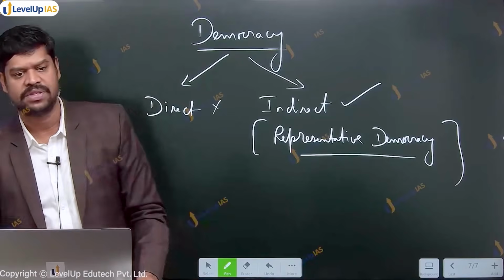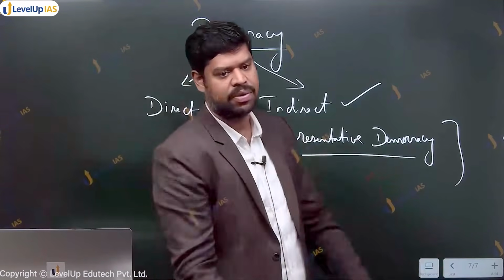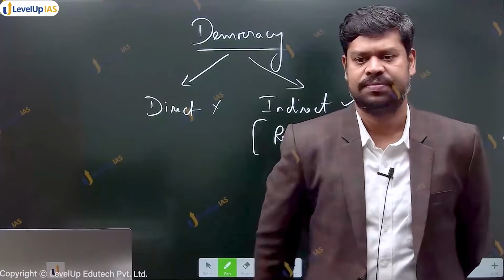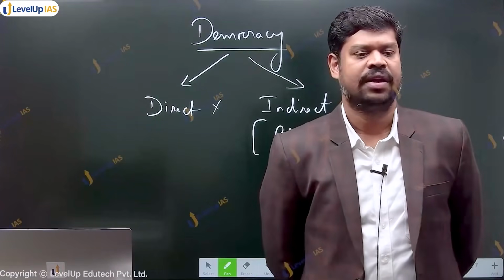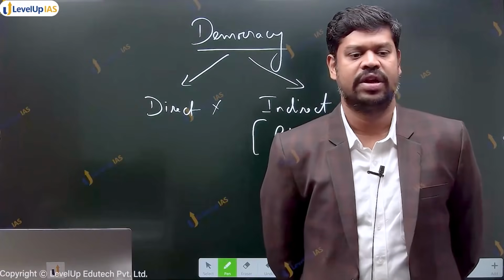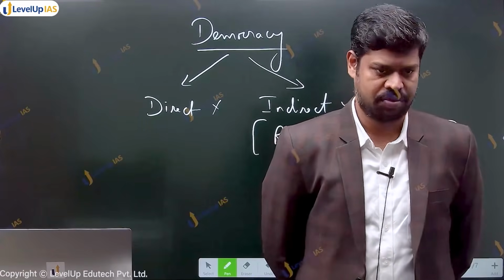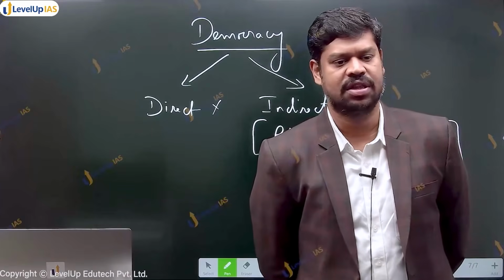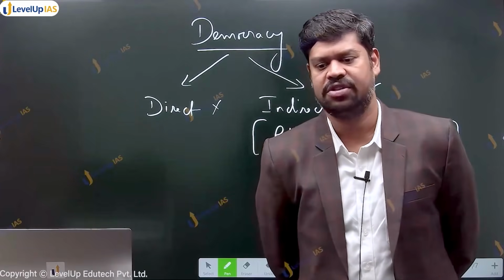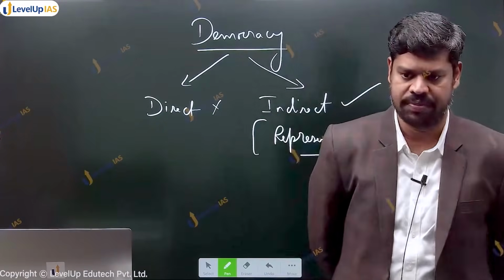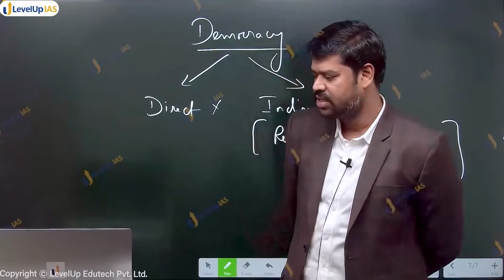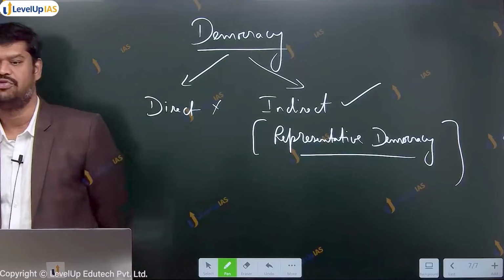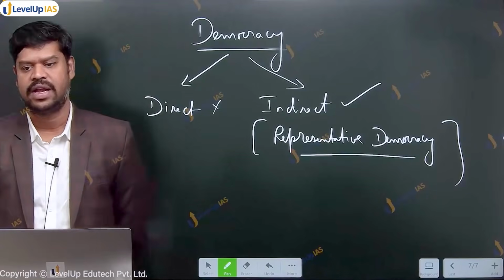And who are those representatives to whom we have delegated our power? Who are the representatives? The representatives are usually the members of the parliament, at the central level. And at the state level, the representatives are nothing but the members of the state legislature or the legislative assembly. So largely what we follow today in our country is a representative form of government or an indirect democracy.